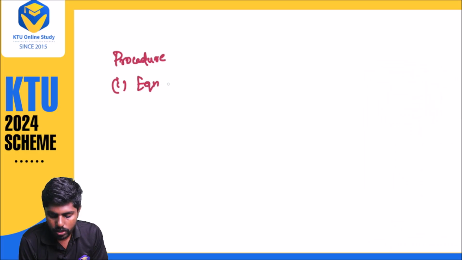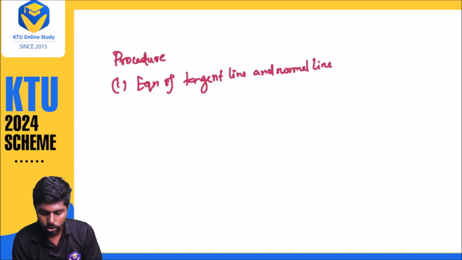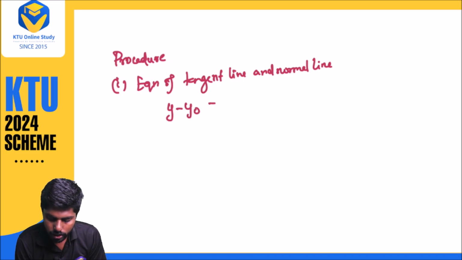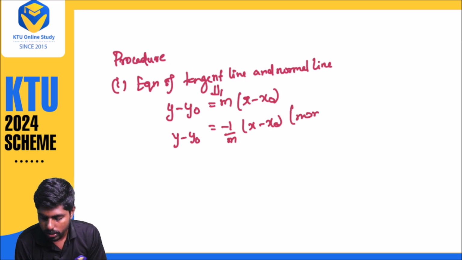So from here, what is the procedure you have understood? First you want to know the equations of tangent line and normal line. That is y minus y naught is equal to m into x minus x naught for the equation of tangent line. And y minus y naught is equal to minus 1 by m into x minus x naught for normal line. This is the formula you want to know.